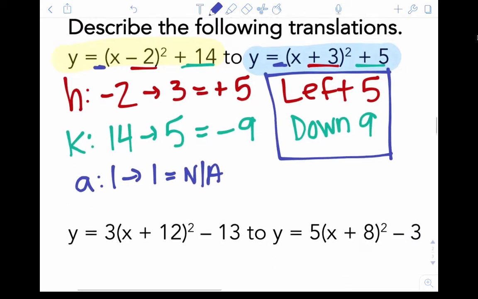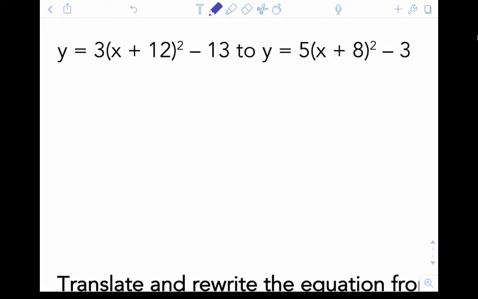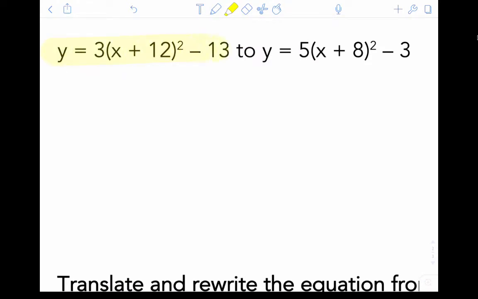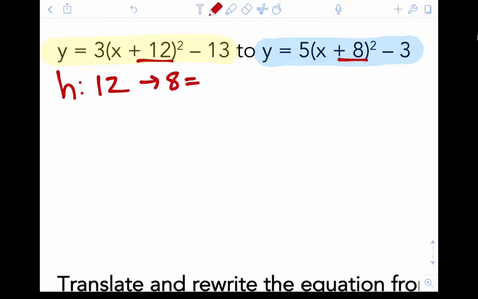All right, let's do another one. If you're feeling confident, go ahead and pause this video and try this next one on your own. This next one, we're going from y equals 3 times the quantity x plus 12 squared minus 13 to y equals 5 times the quantity x plus 8 squared minus 3. So first, I need to figure out what happens with my h. So we go from positive 12 to positive 8. To get from 12 to 8, I need to decrease by 4. If my h is decreasing, then that means it's going right. So it's going right 4.